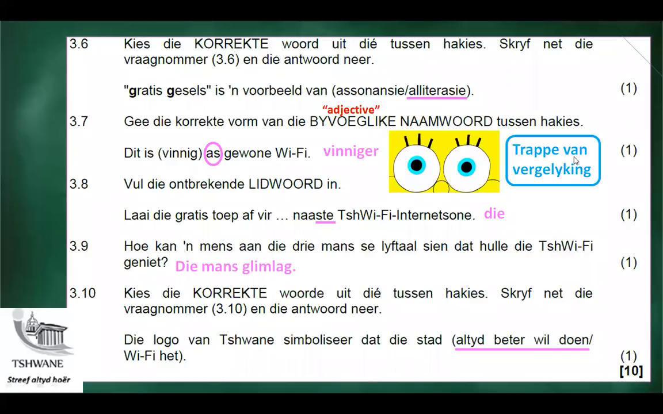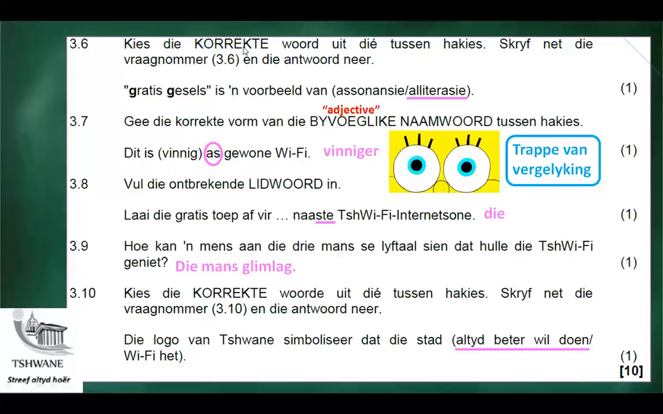So let's soek eintlik jou trappe van vergelyking. They are actually asking your degrees of comparison. And remember, if you are busy with the group 2 degree of comparison, then you have the word as after the adjective. So this is vinniger. I add the ER because I'm busy with the second group of the degrees of comparison.